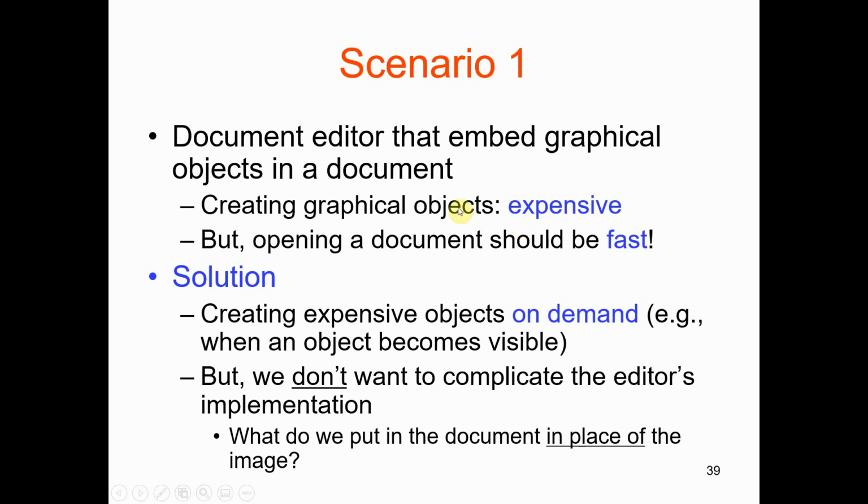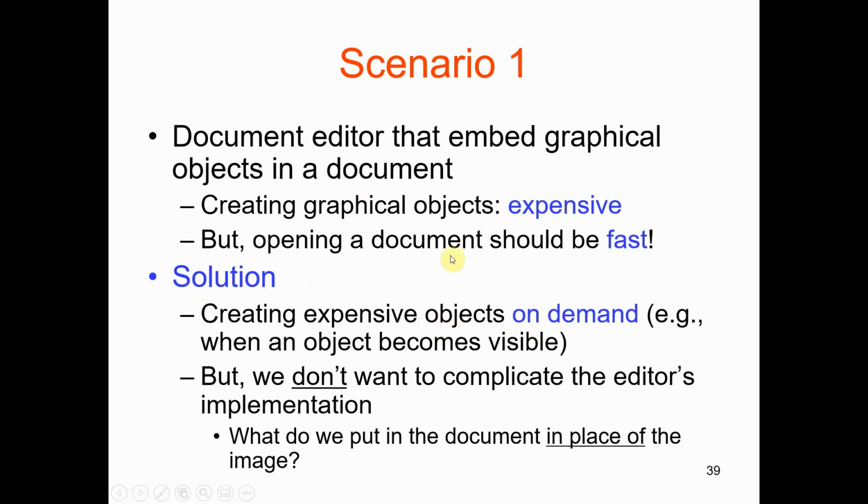However, the graphic object needs a lot of memory, so it's expensive. However, we still want to open a document fast. So if the document is very big in size, opening the document will be slow. However, even if the size is big, we still want it fast. So this sounds like a contradiction. In order to achieve both, we can create the expensive object on demand.